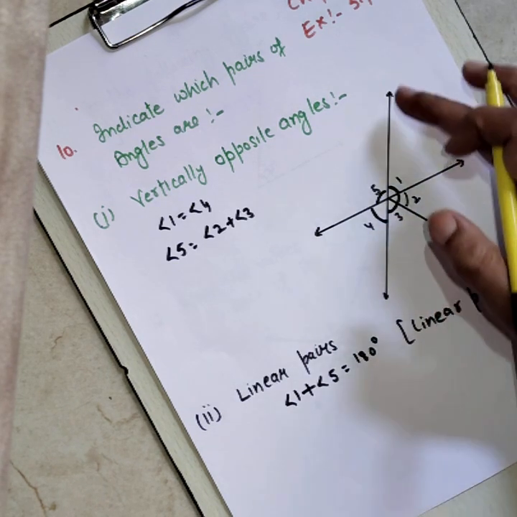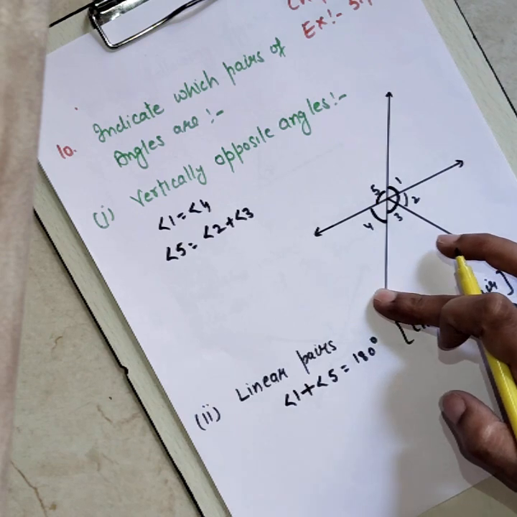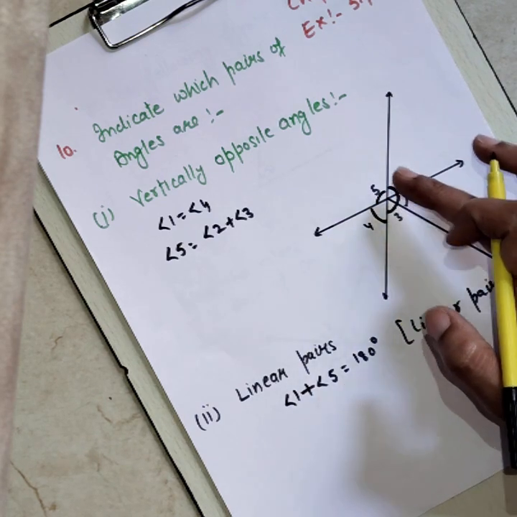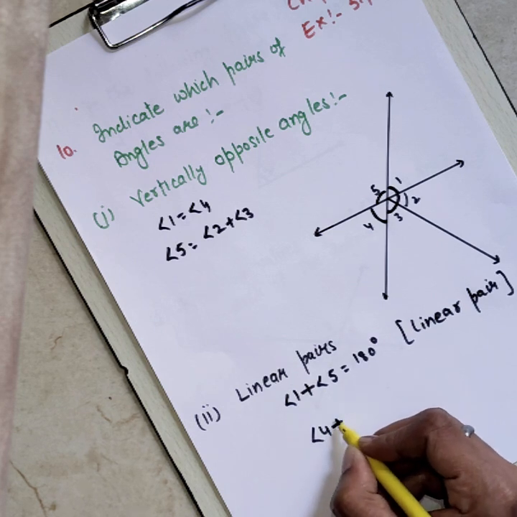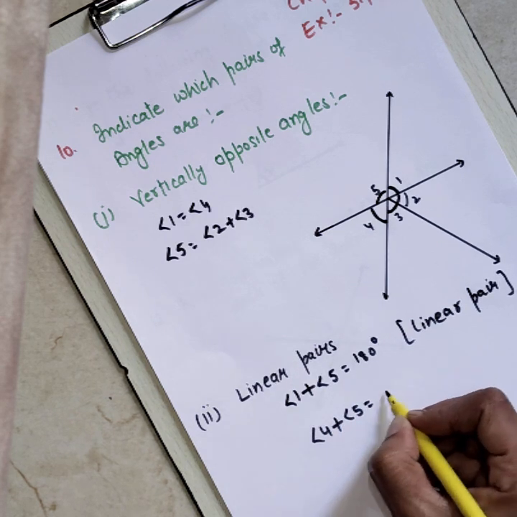Now next, this one is a straight line, the common arm is this. So angle 4 and 5 also make a linear pair.